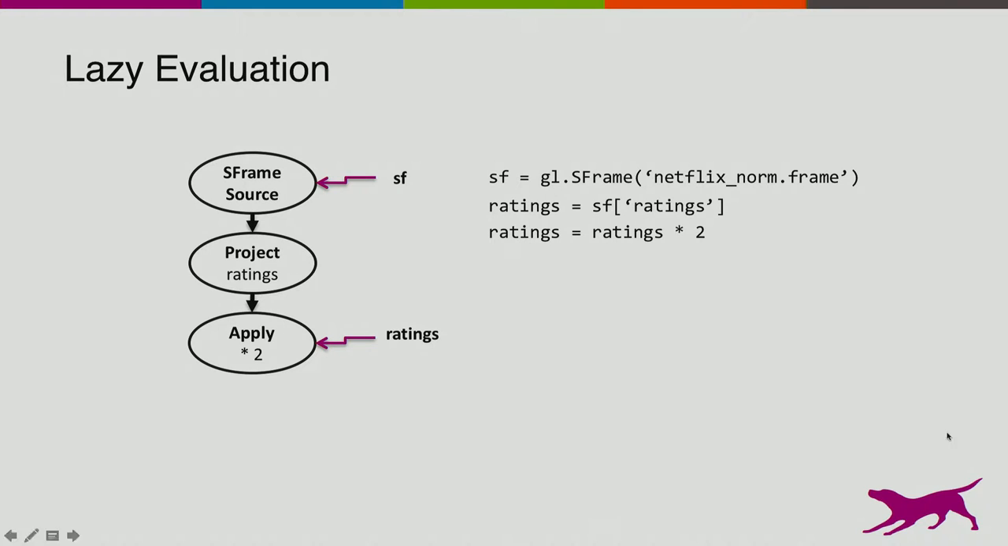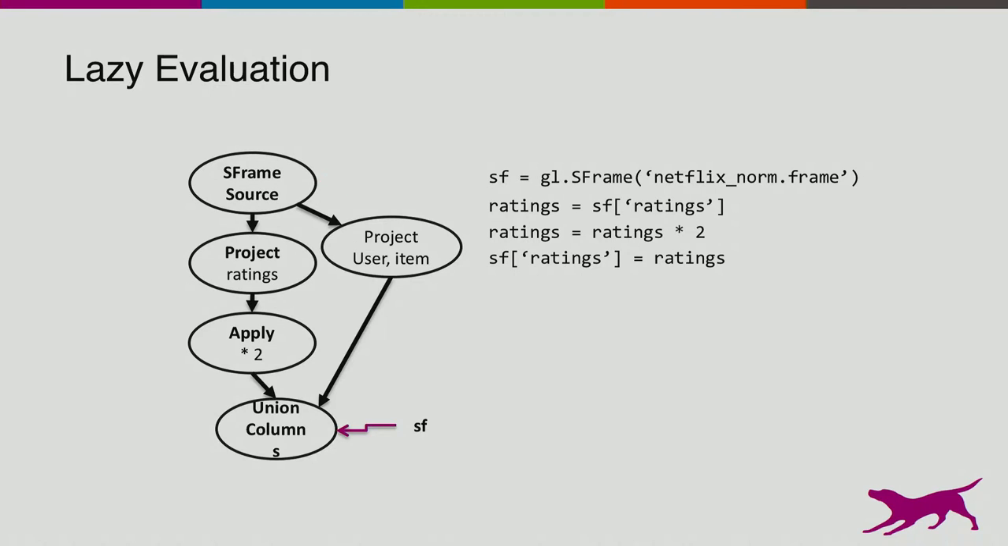And you do ratings times two. This is a transformation operator on an array. And finally, if you let's assign it back, this corresponds to a projection and a union. It's a binary operator. Now this is our SFrame. Nothing has been created or written yet.